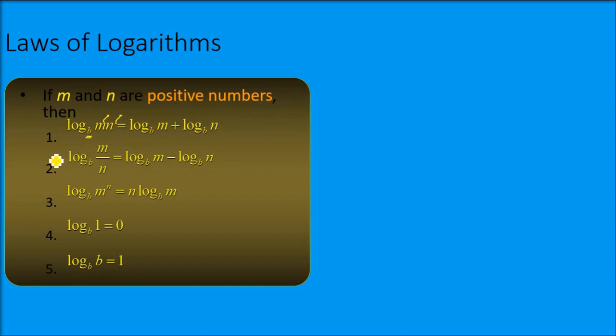In log, we can only have positive numbers. The base is assumed to be b, and it can be any other base also, but the laws remain the same. Log m into n, that is, log of two numbers multiplied, is log m plus log n. The base has to be the same.